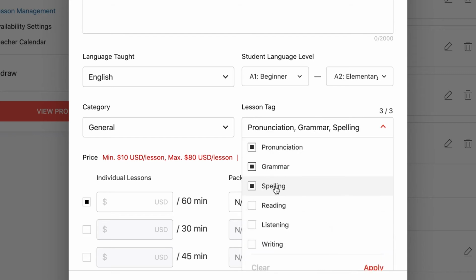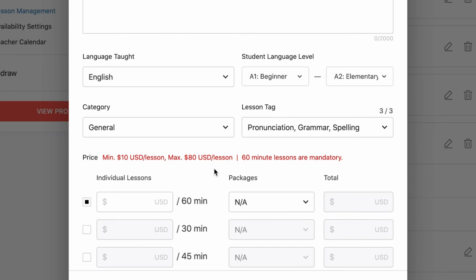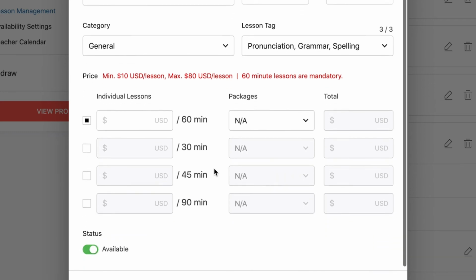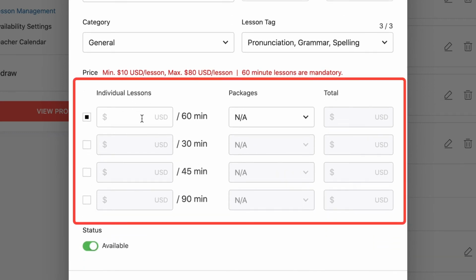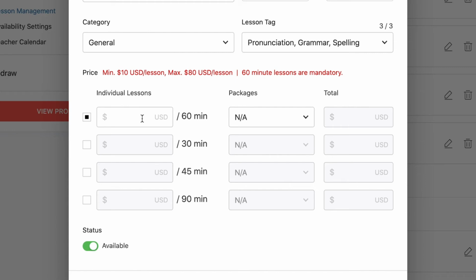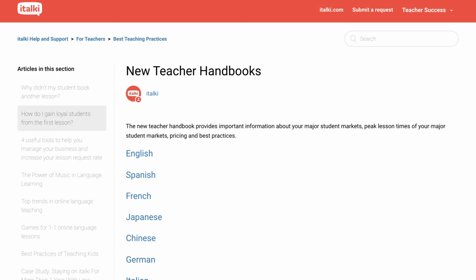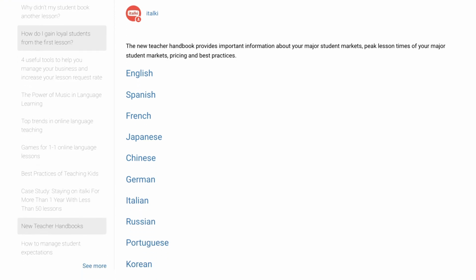Keep in mind these functions help students find your lessons. Take the time to set these functions properly so students can find you. It's also important to set a fair price for your lessons, and that can vary depending on the language, category of lesson, and if you're a professional teacher or a community tutor. See our italki handbook for more information.